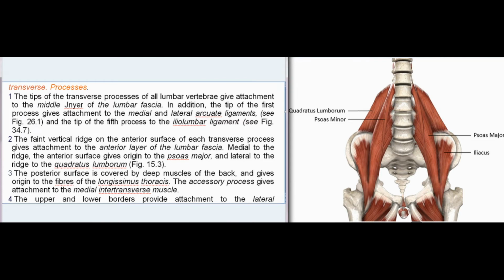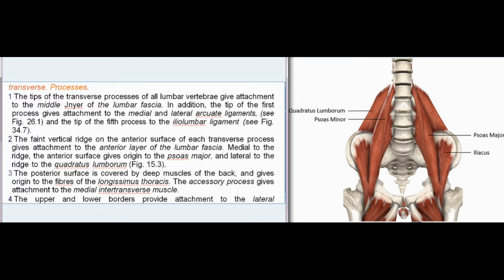Transverse processes. 1. The tips of the transverse processes of all lumbar vertebrae give attachment to the middle layer of the lumbar fascia. In addition, the tip of the first process gives attachment to the medial and lateral arcuate ligaments, see Fig 26.1, and the tip of the fifth process to the iliolumbar ligament, see Fig 34.7. 2. The faint vertical ridge on the anterior surface of each transverse process gives attachment to the anterior layer of the lumbar fascia. Medial to the ridge, the anterior surface gives origin to the psoas major, and lateral to the ridge to the quadratus lumborum, Fig 15.3.